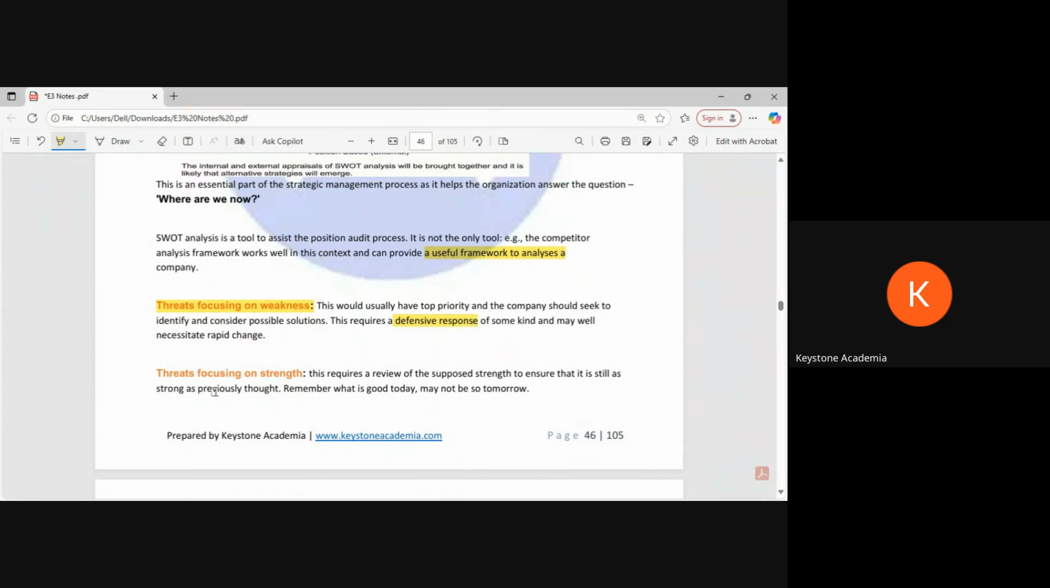Then after that, threat focusing on strength. This requires a review of a supposed strength to ensure that it is still as strong as previously thought. Many times we thought it was a strength, but technically it is a weakness. So again, the same issue can come in. Make sure what we thought was a strength is still a strength.